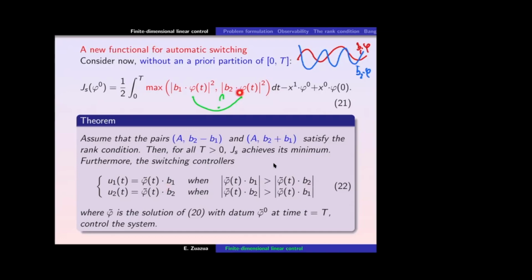While when you are in the second one, in which the second component is dominating the first one, for the same reason, the control will be given by the second one, right? But you see that now, in this switching pattern, is not given a priori, but whenever you give me an initial datum x0 and a final target xt, depending on x0 and xt, the minimizer is different, and therefore the switching pattern will be adapted to the initial data and target, right?